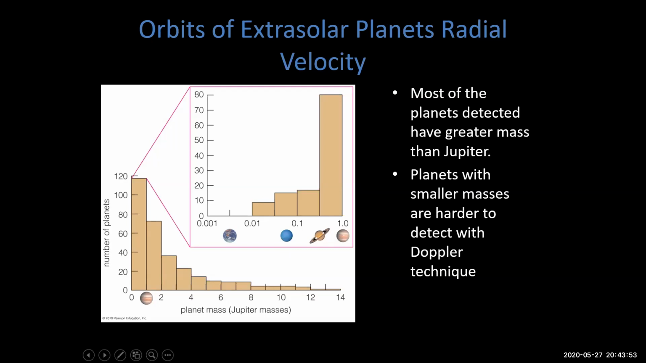And I did make that caveat, because most planets that have been detected have greater mass than Jupiter. So it's kind of weird that we expect more stars to have Earth and Saturn and Neptune like planets, but Jupiters are the ones that have been found the most. And most of those Jupiters have even more mass than our Jupiter does. But that's just based on the amount of stars that we're looking at and the statistics that have been done.